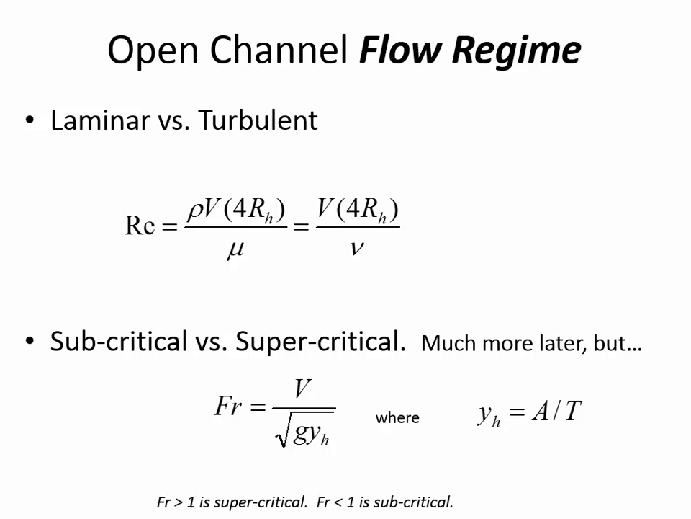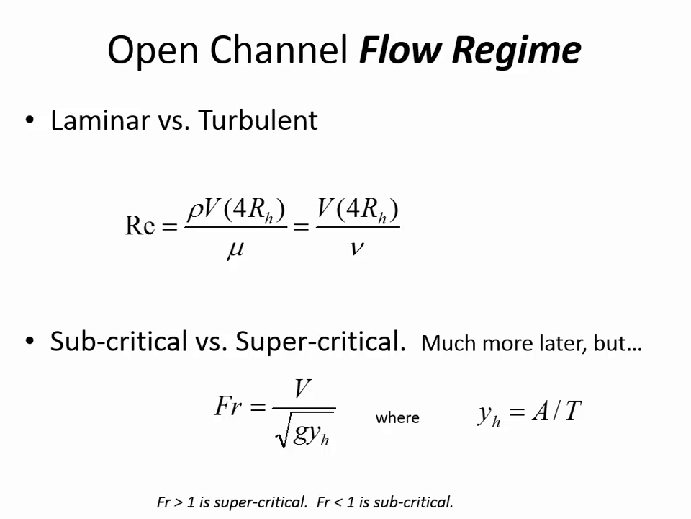So anyways, if you have a Froude number of greater than 1, that means supercritical flow. Less than 1 is subcritical flow. So put that as the criteria in your margin of the notes there. FR greater than 1, supercritical.